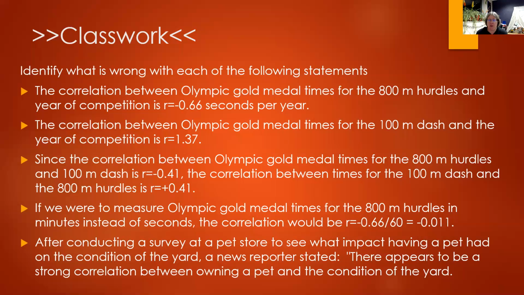The next one says if we were to measure Olympic gold medal times for the 800-meter hurdles in minutes instead of seconds, then we would need to divide by 60. Okay, that's false because changing the units does not change the value of R.